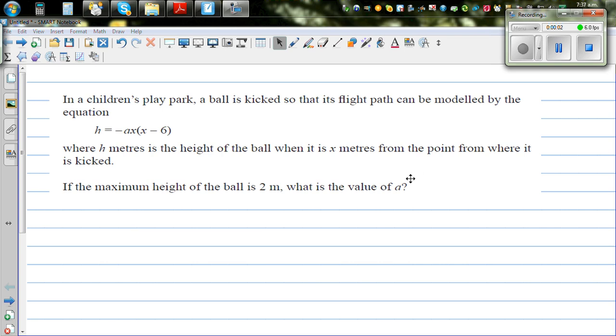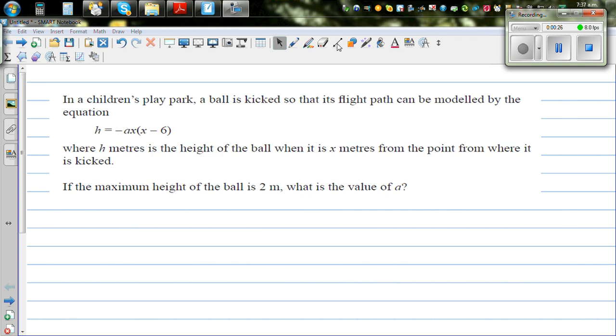In a children's play park, a ball is kicked so that its flight path can be modeled by the equation h = -ax(x - 6), where h meters is the height of the ball when it is x meters from a point where it is kicked. If the maximum height of the ball is 2 meters, what's the value of a?